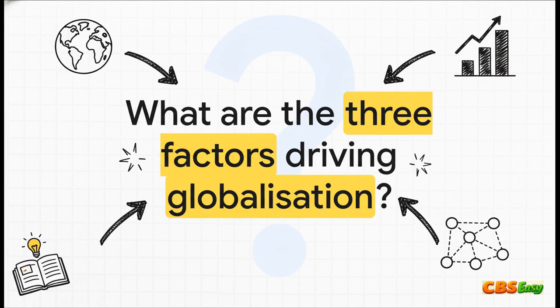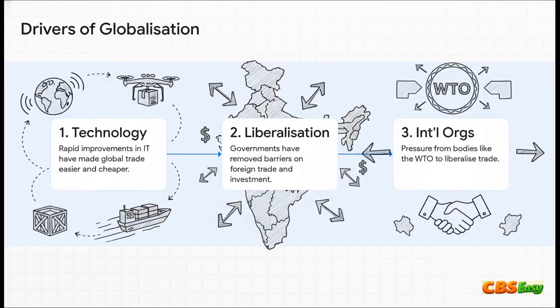Let me show you what they are. And here they are, your 3 magic points. Number 1, technology. The internet, faster ships, all that stuff made the world way smaller. Number 2, liberalization. That's just a fancy word for governments removing rules and barriers, making it easier to trade. And number 3, big international groups like the WTO, which kind of set the rules for everyone. Just remember those 3: tech, liberalization, WTO. Boom, 3 marks in the bag.